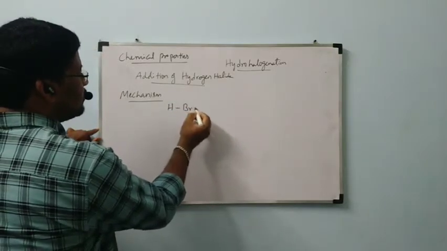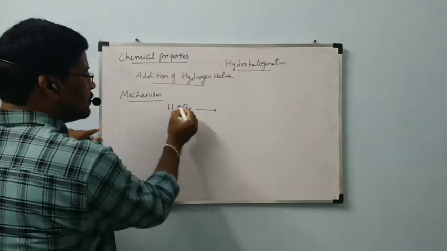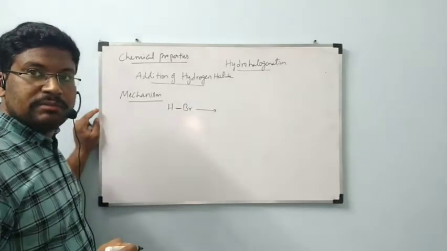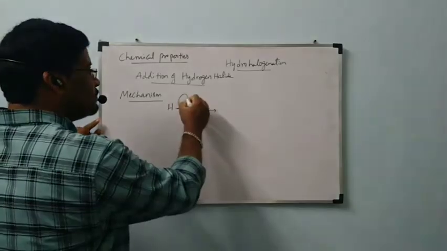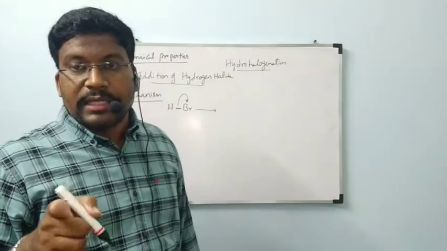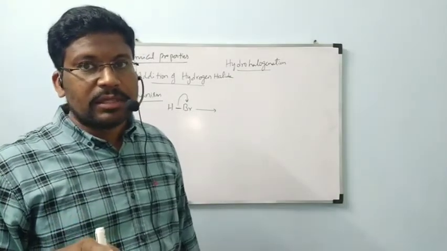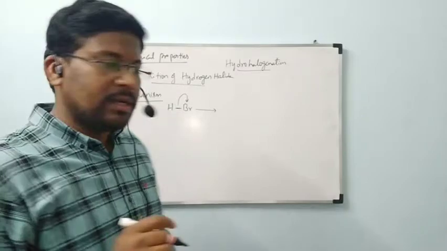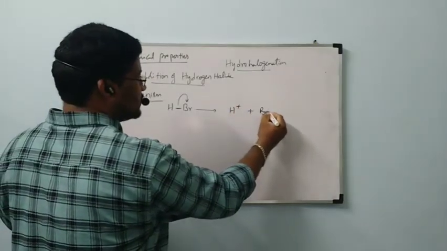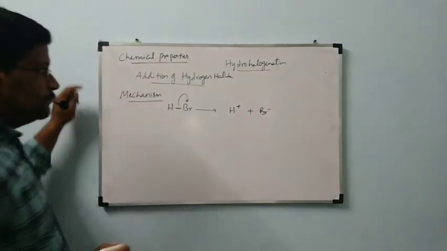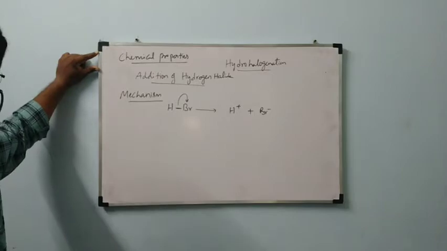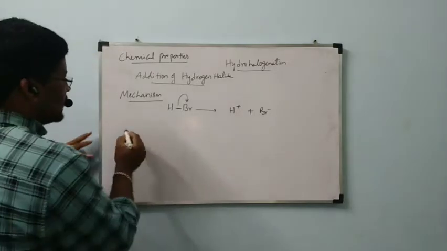Between H and Br, the cleavage happens heterolytically because bromine is more electronegative than hydrogen. It is cleaved towards bromine, and it is not in the presence of sunlight. That is important: it is not in the presence of sunlight. That's why it will undergo heterolytic fission only, to form H+ and Br-. Okay, now the unsymmetrical alkene.